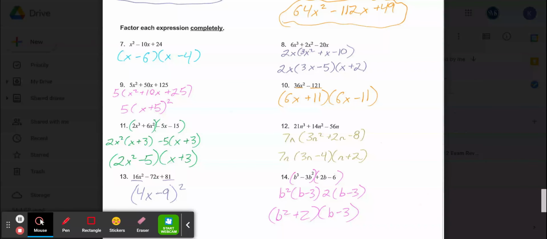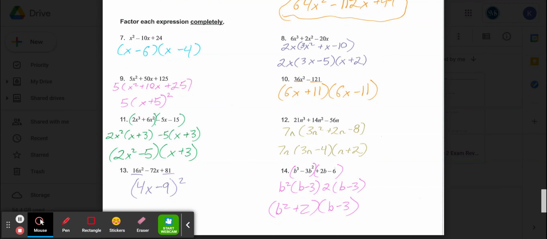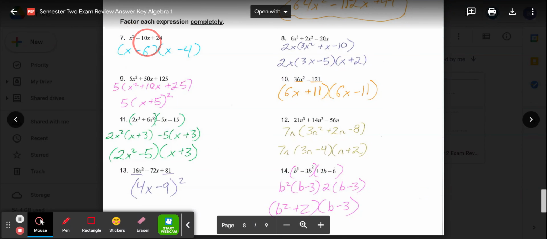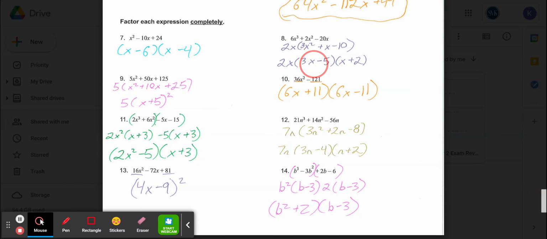Now, next section, factor each expression completely. So again, we're undoing the FOILing, and in ones like 7, we want to think what numbers multiply to equal a positive 24, add to be a negative 10. So x minus 6, x minus 4. In ones like 8 and 9, we can pull out the common factor first. So in 8, divide everything by 2x. And then we have 3x squared plus x minus 10, which can be factored down. So our final answer would be 2x times 3x minus 5 times x plus 2.